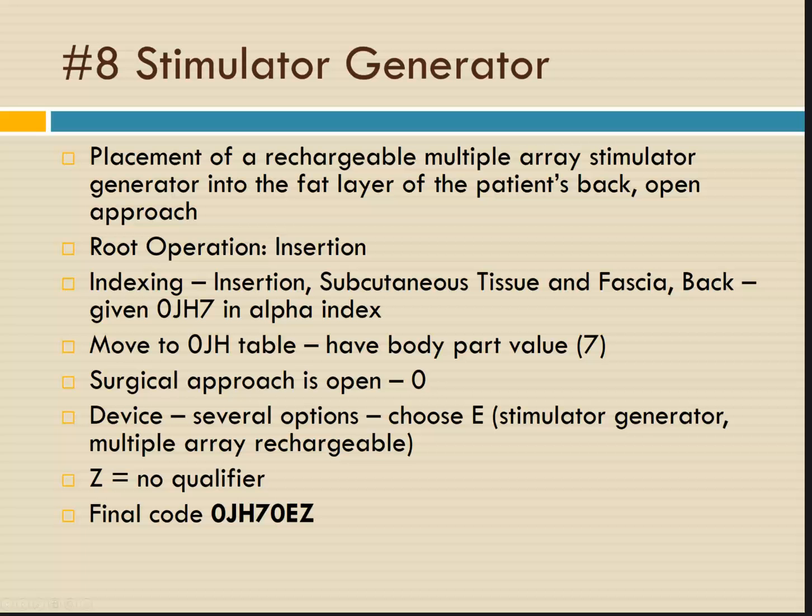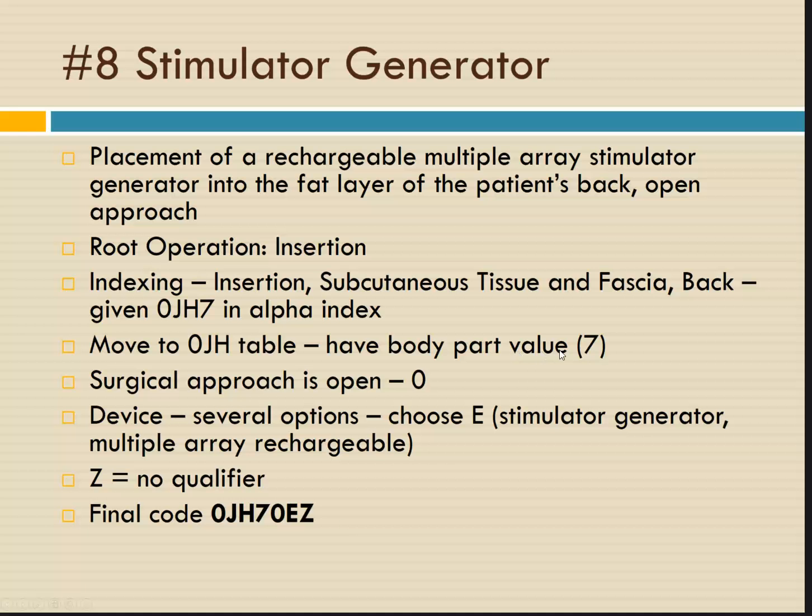Number 8 is the placement of a rechargeable multiple array stimulator generator into the fat layer of the patient's back, open approach. Root operation, insertion. Indexing pathways, insertion, subcutaneous tissue and fascia, back. You're given 0JH7 in the alpha. You move to the 0JH table.